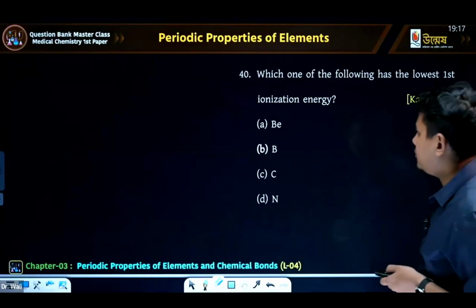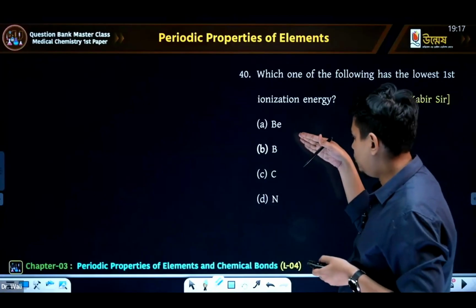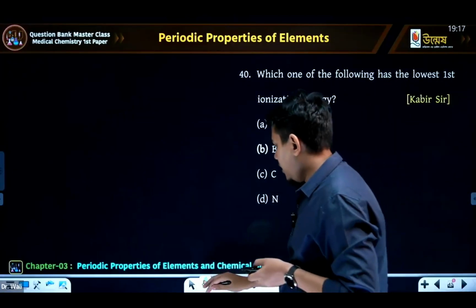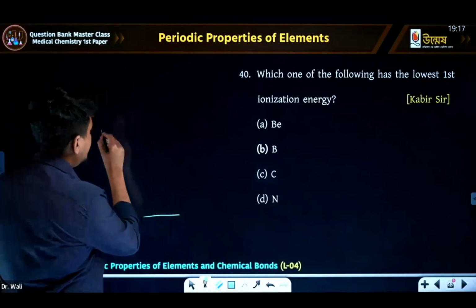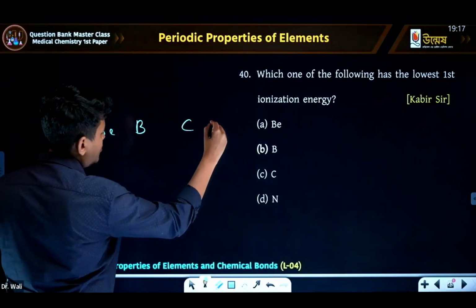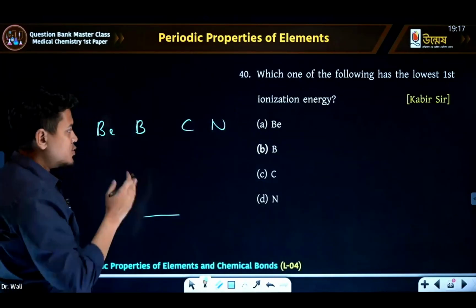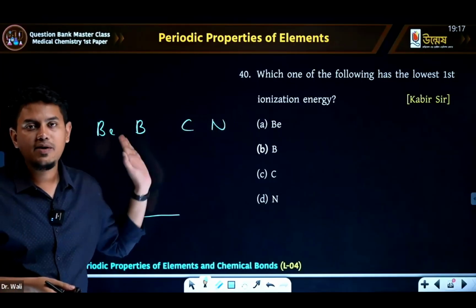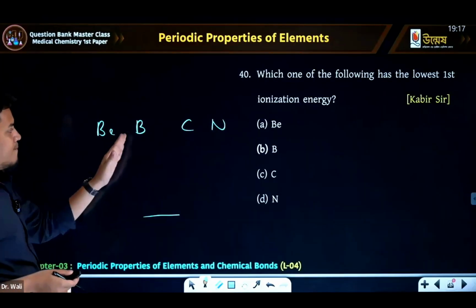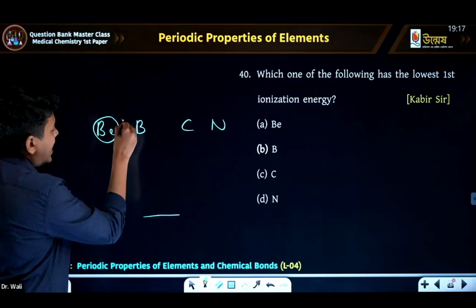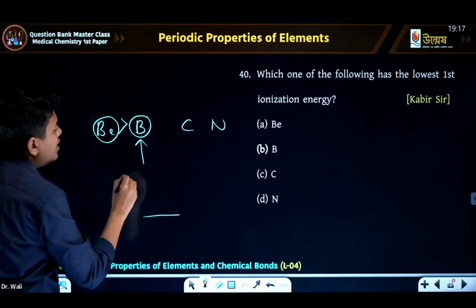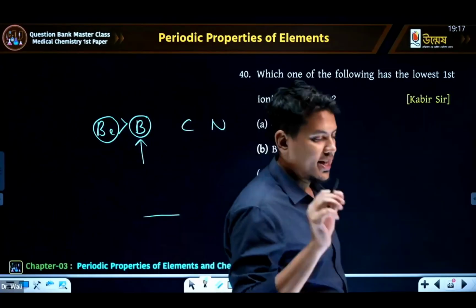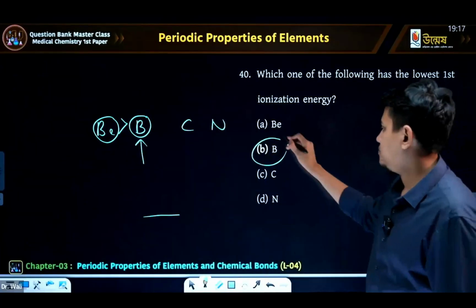Which one of the following has the lowest first ionization energy? Beryllium, boron, carbon, nitrogen. As we all know, beryllium, boron, carbon, nitrogen, all of them are in the same period. For the same period, ionization energy will get increased from left to right. But here's a but. What is that? Beryllium shows higher ionization energy than boron. That makes boron the atom which shows least ionization energy. So the answer will be boron.